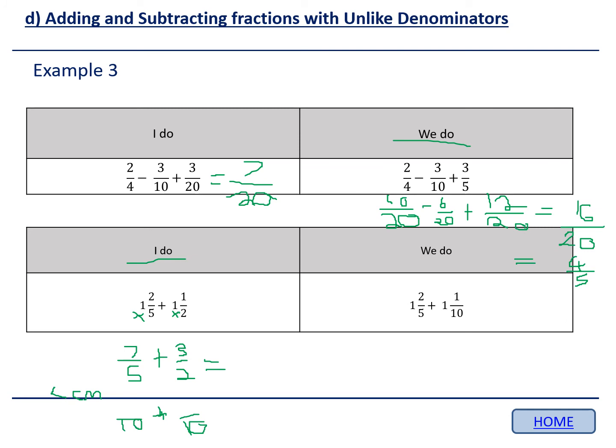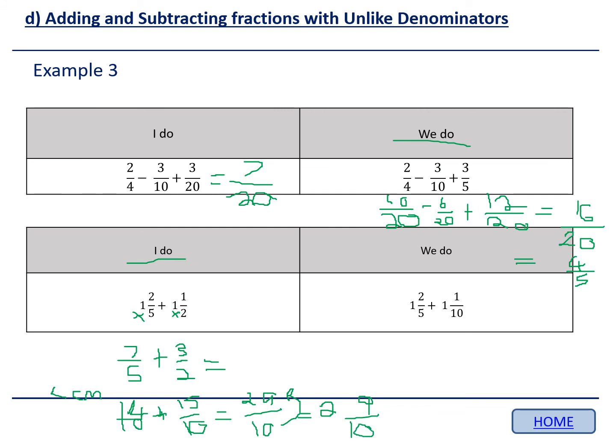So 2 times 5 gets 10. So 2 times 7 is 14. And then on this one here, it takes 5 2's to get to 10. So 5 times 3 is 15. That's going to give us 29/10. And then to convert it back to a mixed number, well, how many 10's go into 29? 2. So we've got 2 whole ones, and what's left over? 9/10.